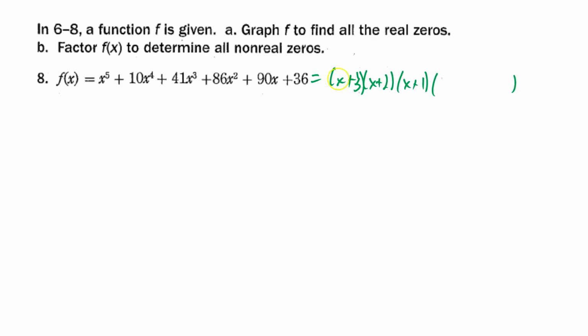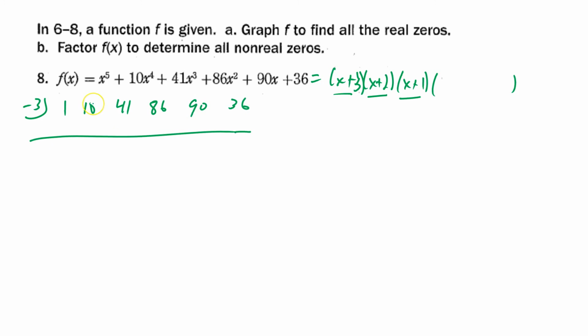So once again, you could multiply these to get x squared plus 5x plus 6, then take that, multiply by x plus 1 to get a cubic polynomial, and do long division. I'm going to choose to do synthetic division 1, 2, 3 times, just because it's going to be faster. So I'll put negative 3 into the box, because we're dividing by x plus 3, and then I have 1, 10, 41, I'm getting big here, 86, 90, and 36. But we should get 0 for a remainder because it's a factor. And negative 3 is a zero.